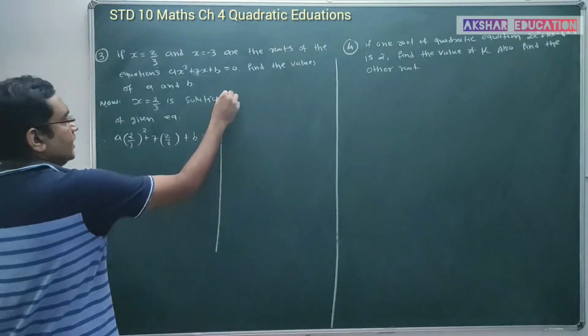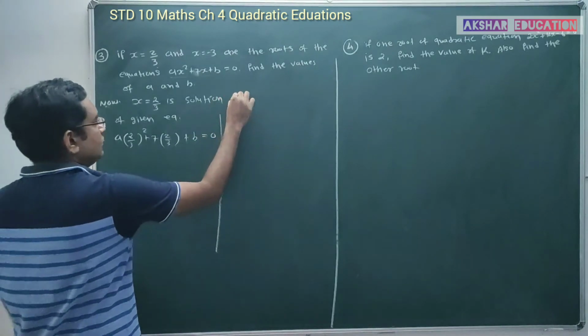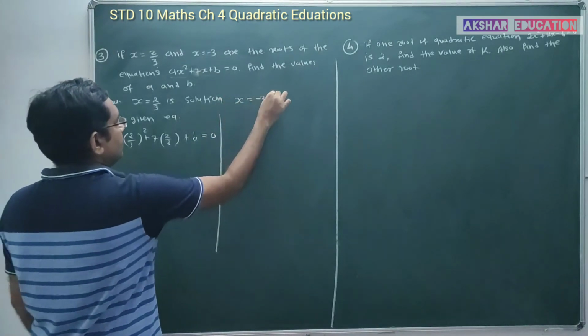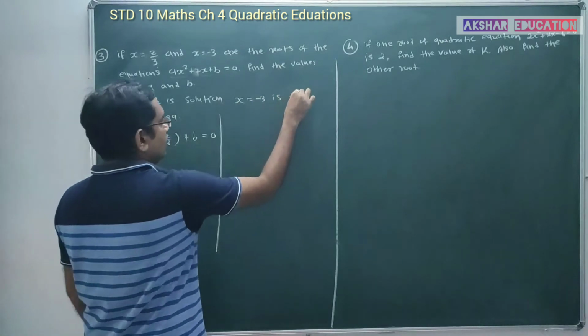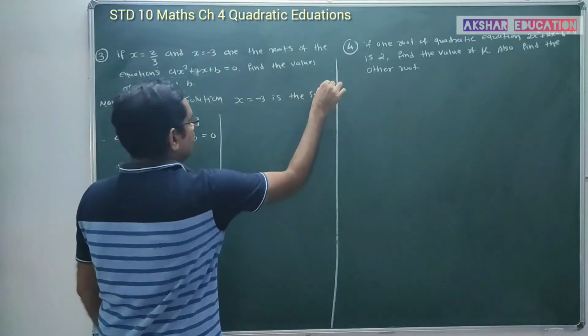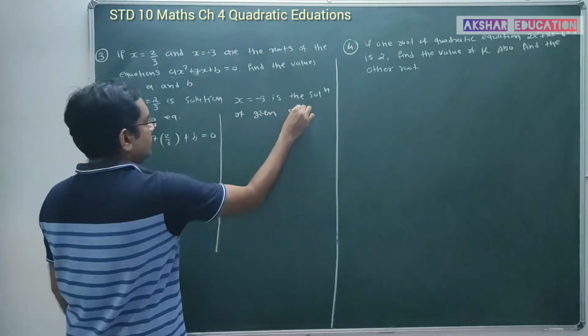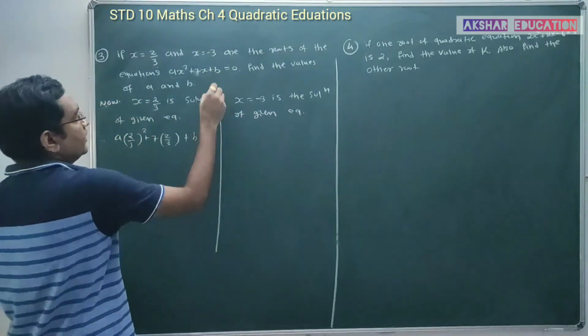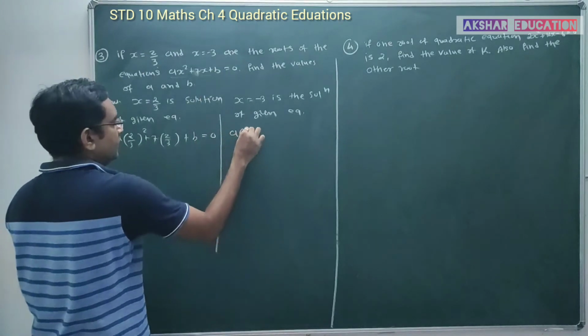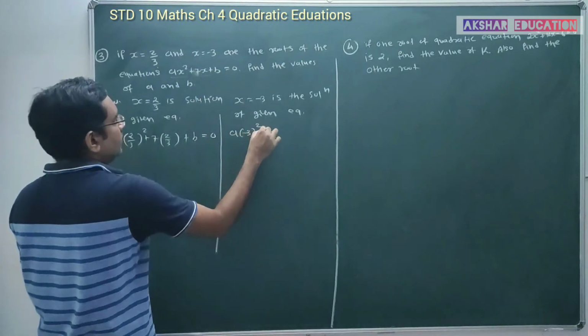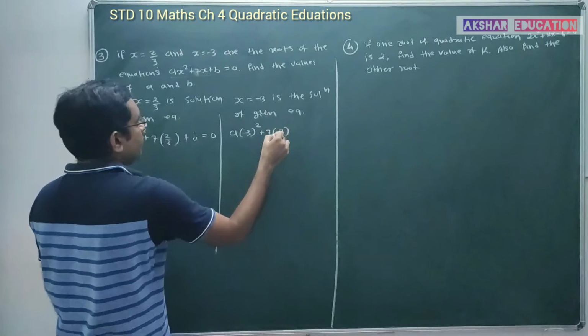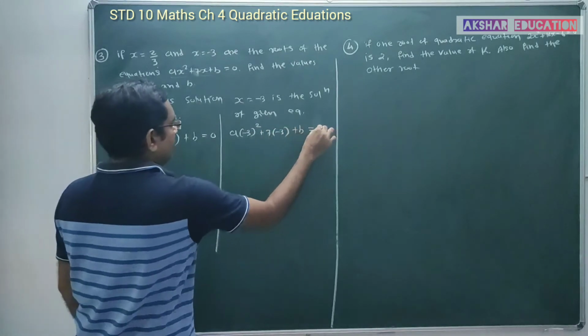Similarly, we are given that x equal to -3 is a solution of the given equation, and therefore for x equal to -3 we can also write a into -3 whole square plus 7 into -3 plus b equal to 0.